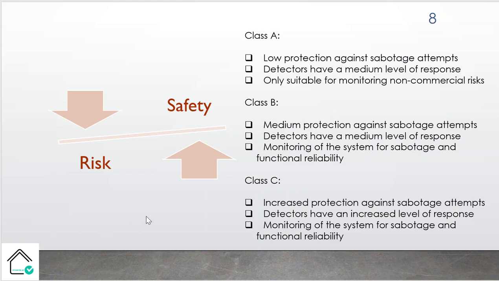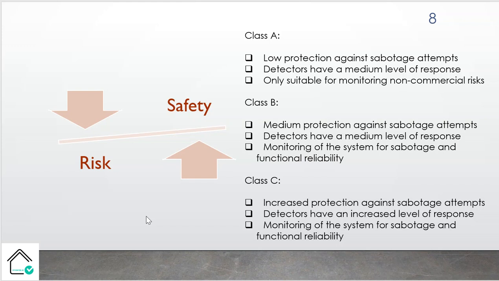Class A is a low protection against sabotage attempts. Detectors have a medium level of response and are only suitable for monitoring non-commercial risks. If you do not want to spend so much money on the security system and you are not so worried about it, this is the class. Class B is in the middle. It's a medium protection against sabotage attempts. Detectors have a medium level of response, with monitoring of the system for sabotage and functional reliability.